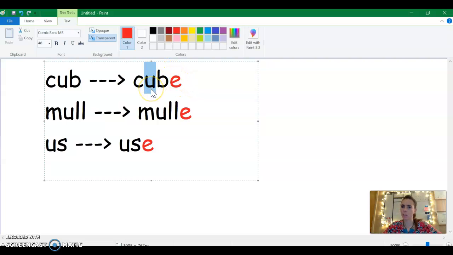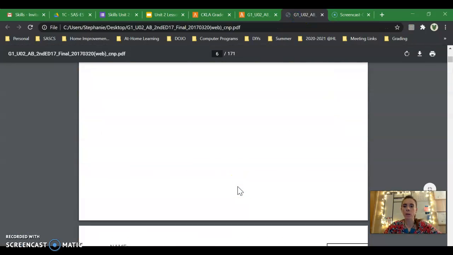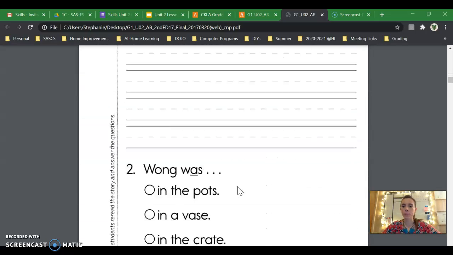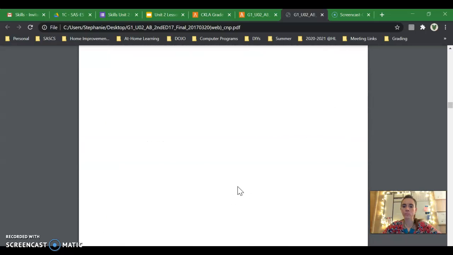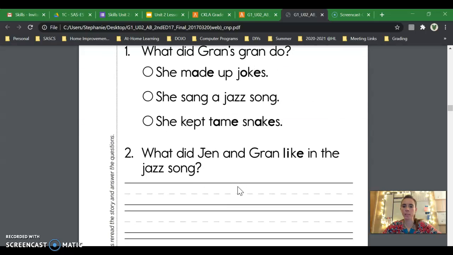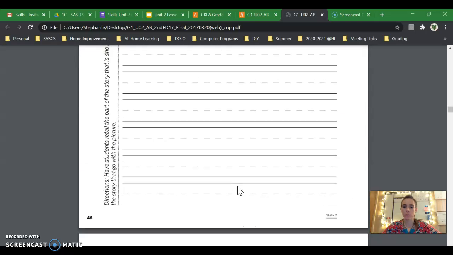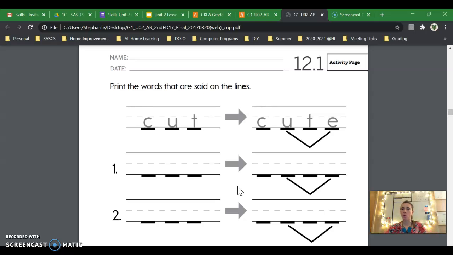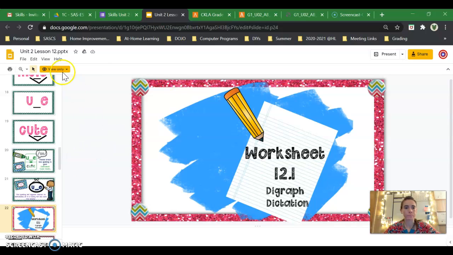What is the name of this vowel? U. So it says the U sound. Very good. Now go ahead and pause this video and you can work on worksheet 12.1. I'll pull it up so you can see what it looks like. We're almost there to 12.1. Oh, a little bit farther. 12.1. This is what it looks like. If you have your workbook, go ahead and pause the video and do that now. If not, just continue to follow along with me.